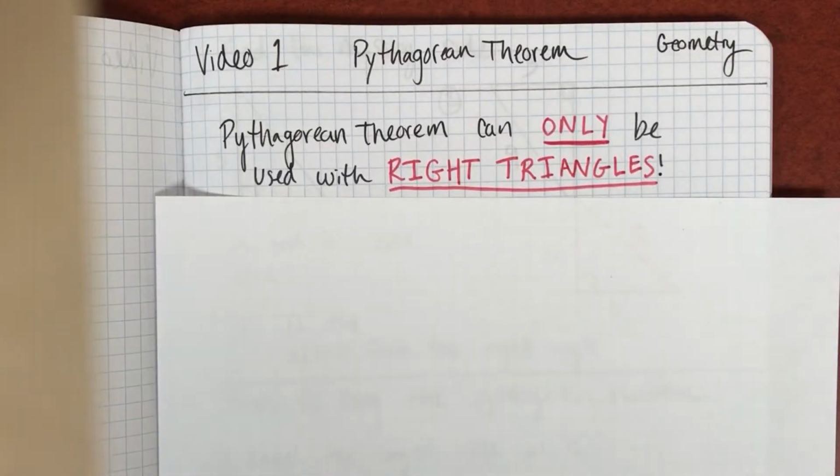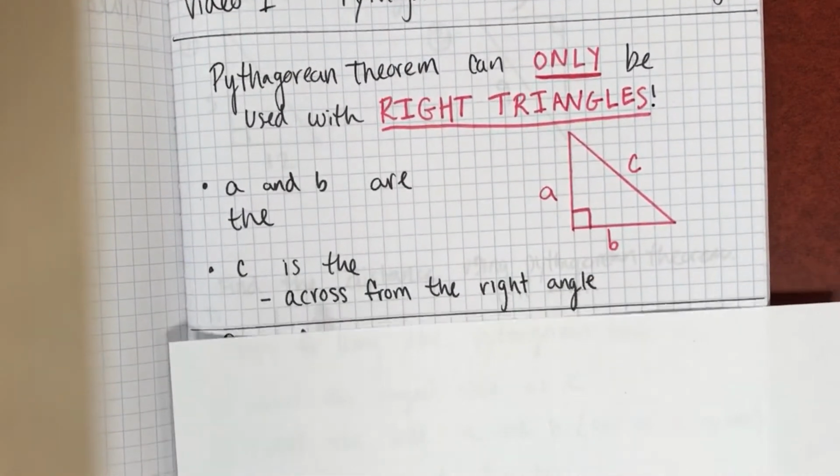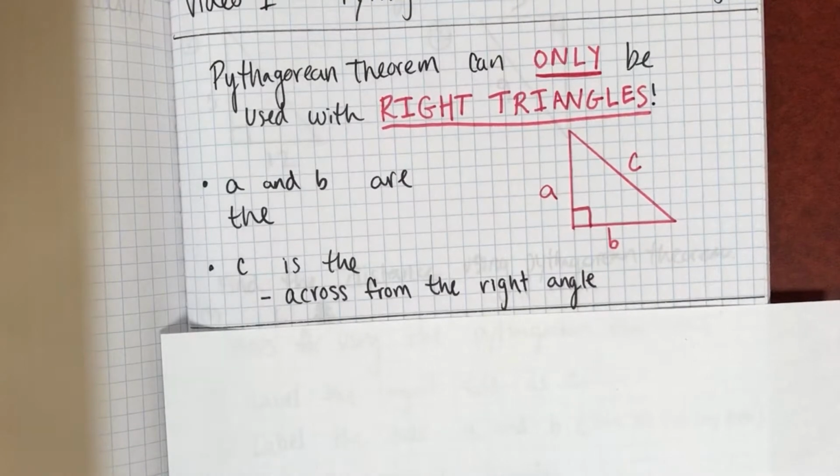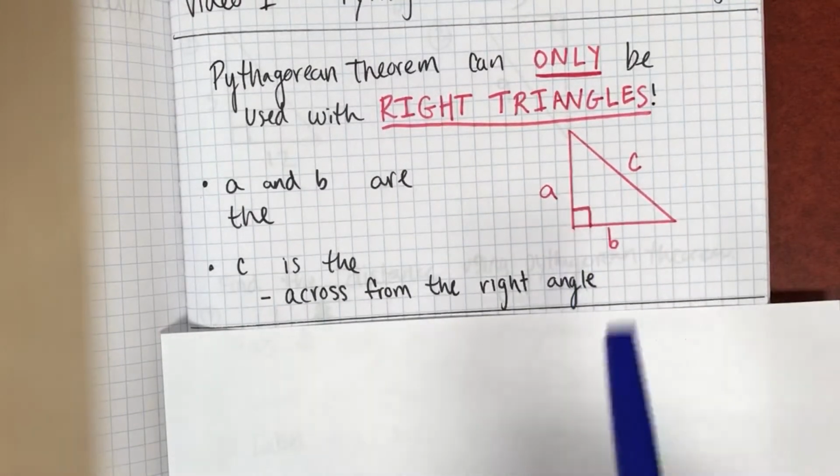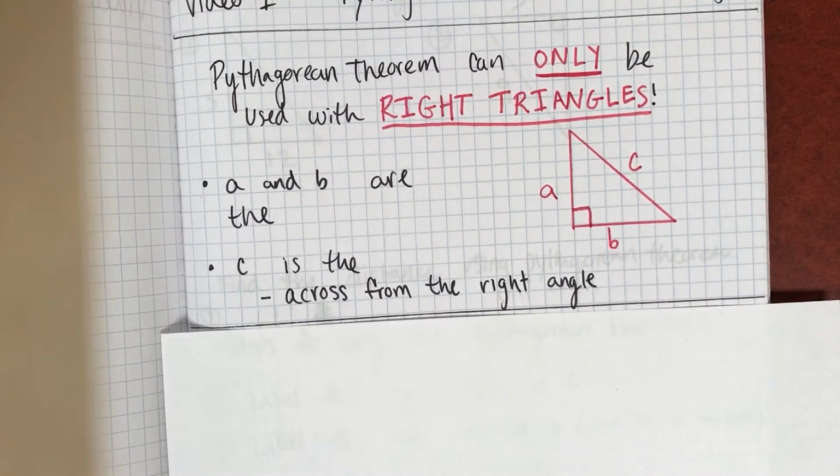Alright, this is video 1, and this is over Pythagorean Theorem, and this is for geometry. So first of all, Pythagorean Theorem can only be used with right triangles, okay? And one of the ways that we can see that it's a right triangle is that it's got that square in the corner. That mark there shows us that it is a right triangle, okay?